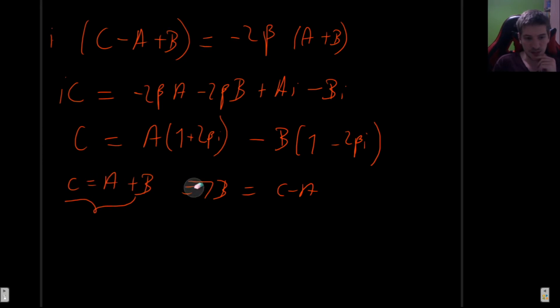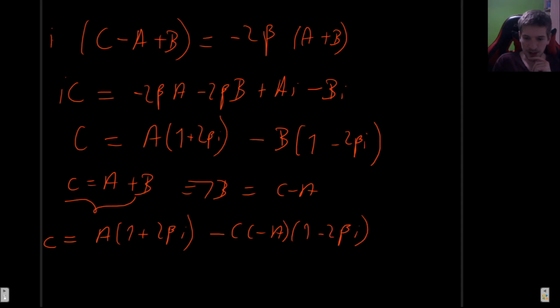That's why C has to be equal to A plus B, so B has to be equal to C minus A. So if I plug that in here, I get that C is going to be A times (1 plus 2 beta i) minus, and this B will now be C minus A times (1 minus 2 beta i). So let me just multiply this. So I get minus out here. Then we have C minus 2C beta i. And then we have minus A and plus 2A beta i. And we have this minus sign out here. So let's just put it inside. So we get minus C plus this, minus that.